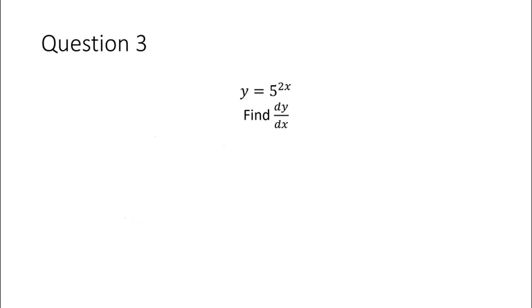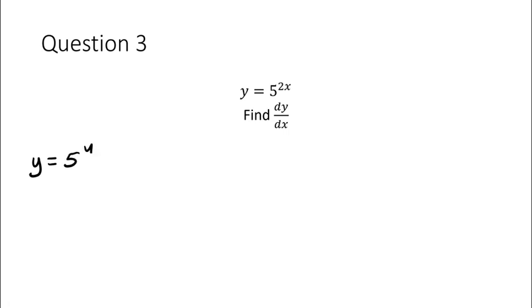Okay, then question number 3. So we are going to differentiate 5 to the power of 2x. I'm going to use the chain rule to approach this one. What I'm going to do is call this power of 2x u to make this a little bit easier. It might be longer, but we're breaking it down into smaller steps doing it this way.